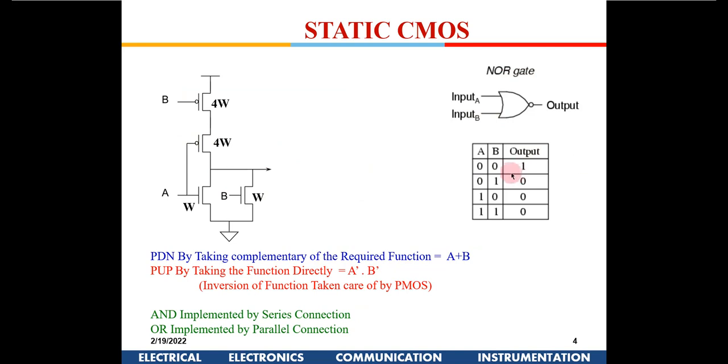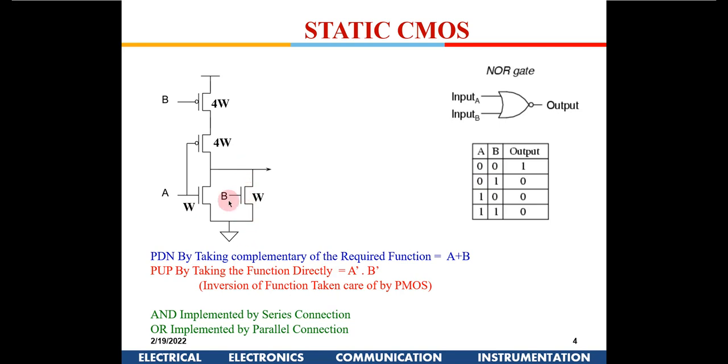Now if you see, I write the truth table. In the truth table, there are three zeros, so I have to implement a pull down network. For A equal to 1 or B equal to 1 or both, the output is 0. That means it is A or B. So I have put two transistors in parallel out here, right?